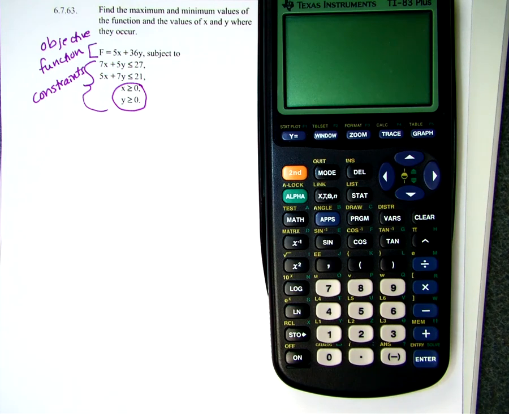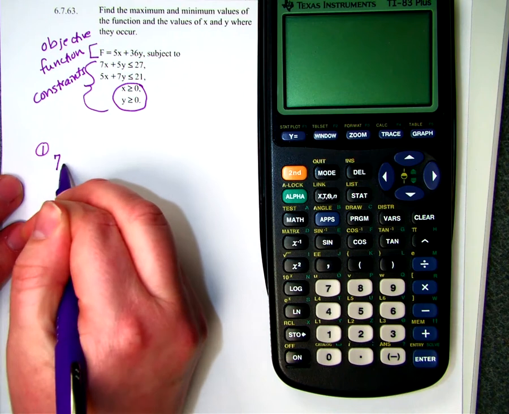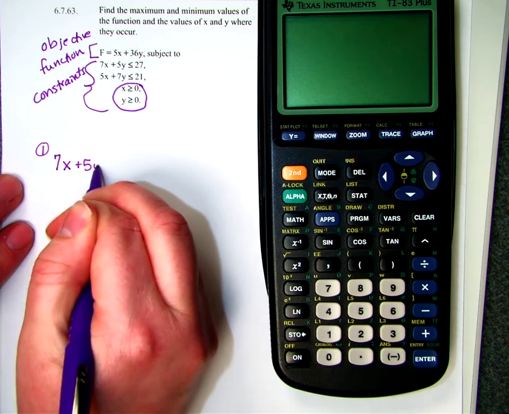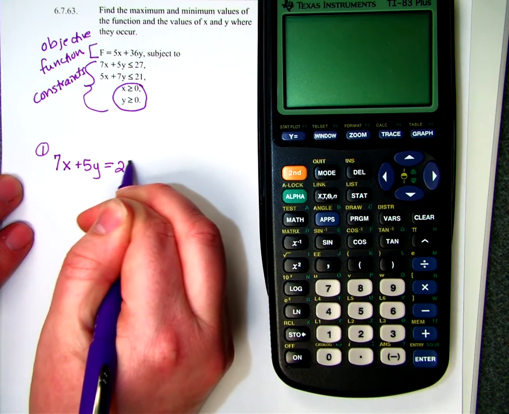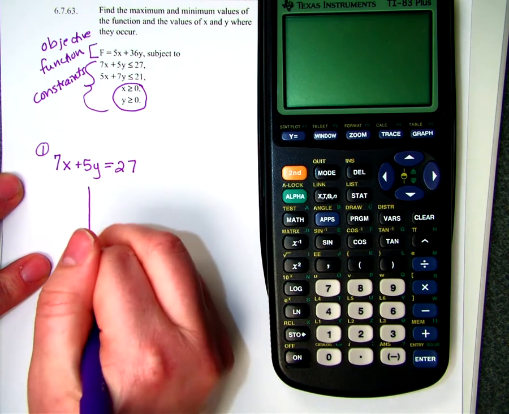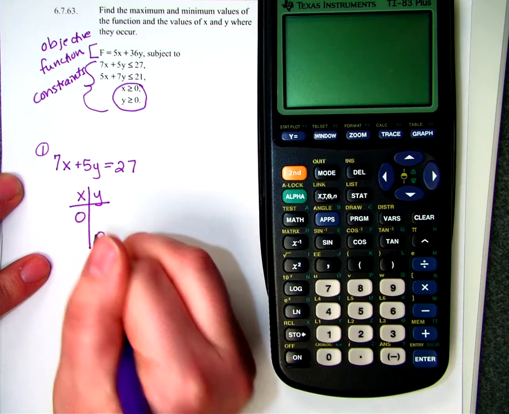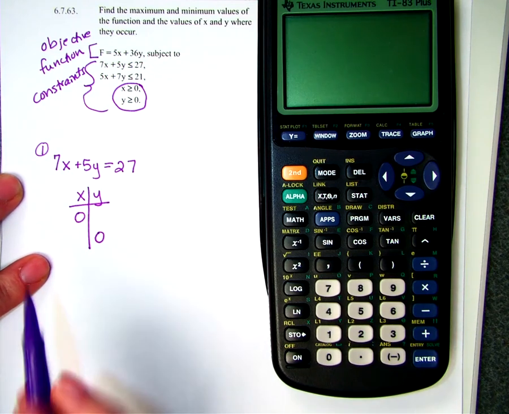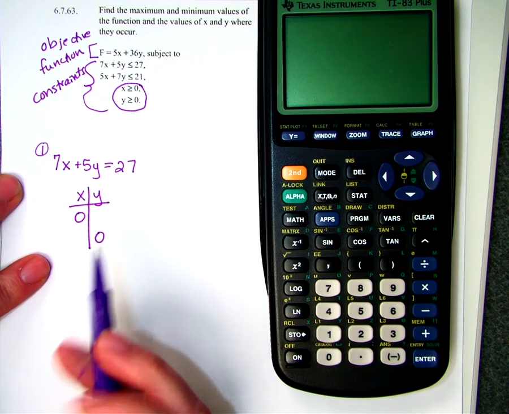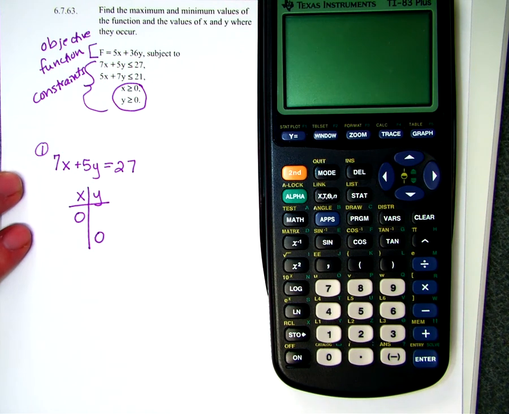So to solve a linear programming problem, the first thing we're going to do is graph each one of our inequalities individually. So I'm going to start with 7x plus 5y equals 27. So I'm going to graph this. I'm going to make a t-table, but I'm going to use the x and y intercepts to graph. So one time I'm going to let x be equal to 0 and I'll solve for y. The other time I'm going to let y be equal to 0 and solve for x.